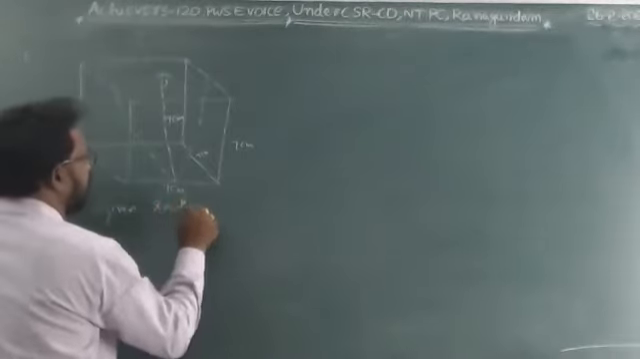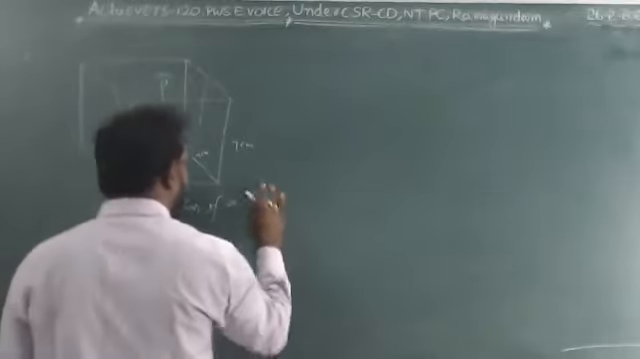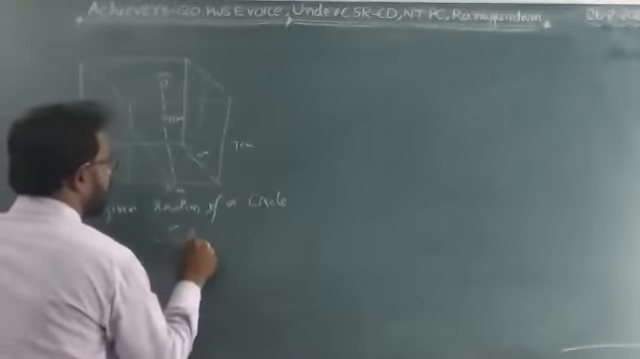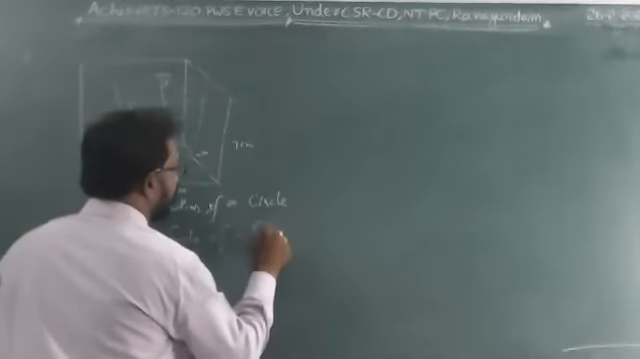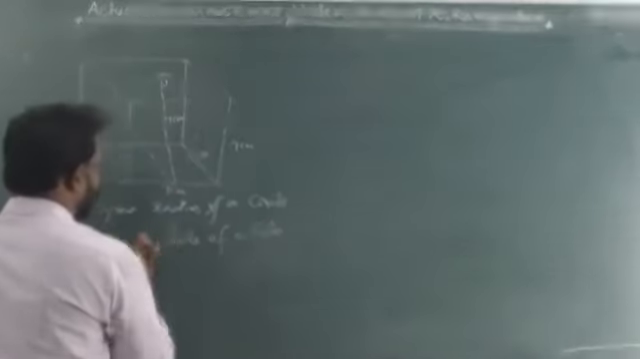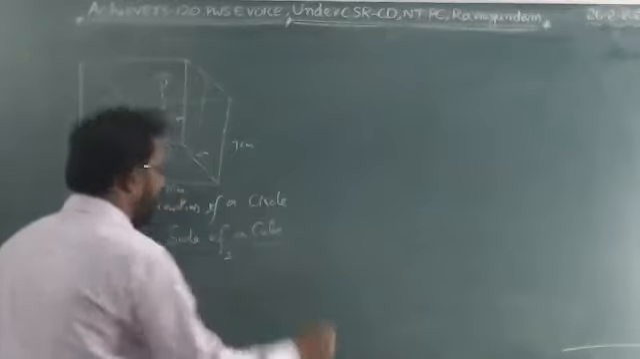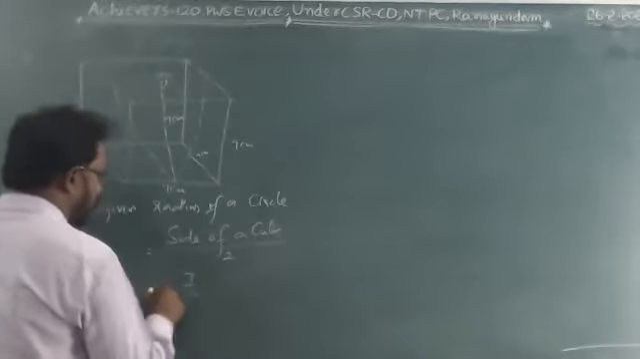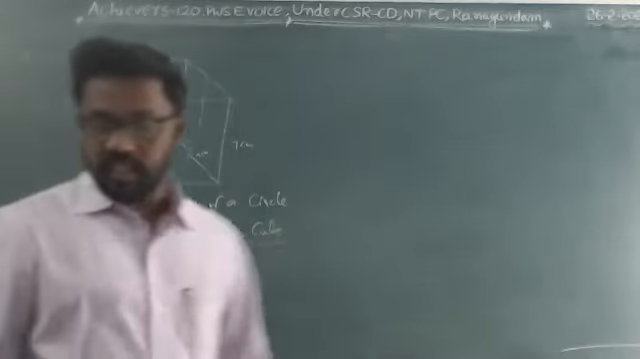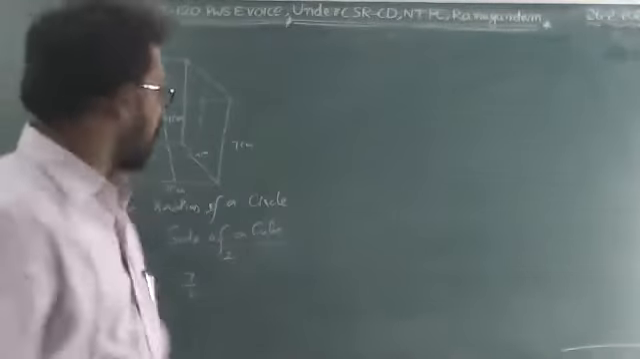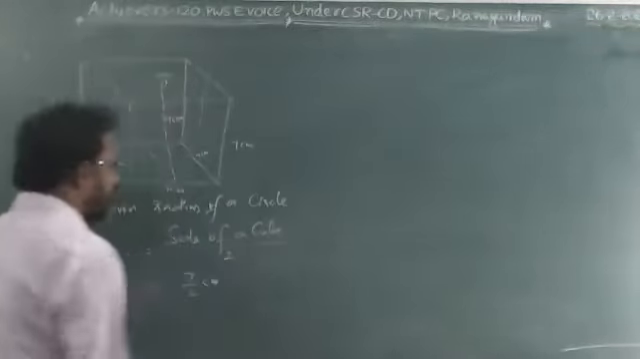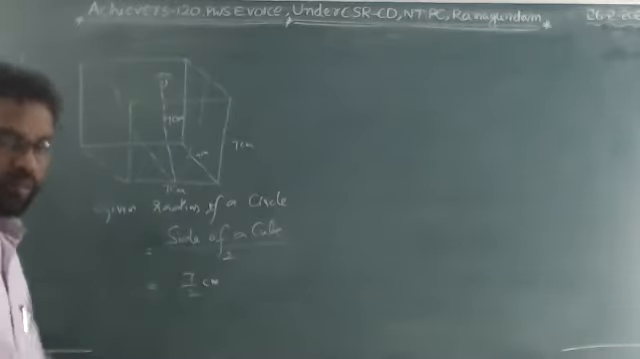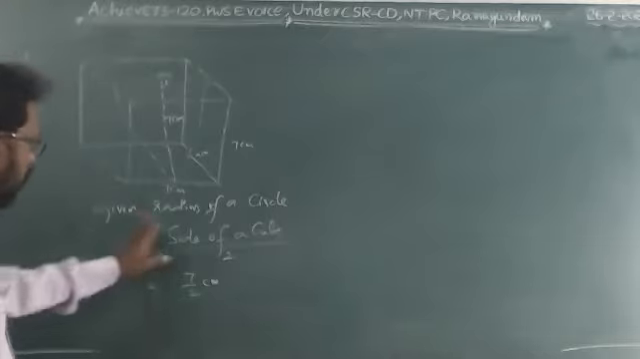Given, the radius of the circle is nothing but the side of the cube by 2, indirectly the diameter by 2. That is 7 by 2 centimeters. Otherwise, you can go with 3.5 also, no issues. Okay, fine. You got the radius.